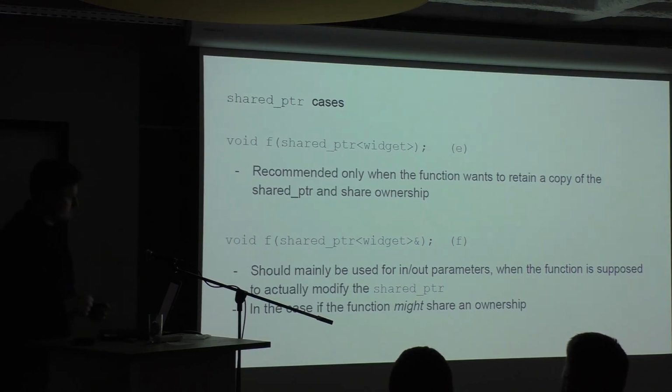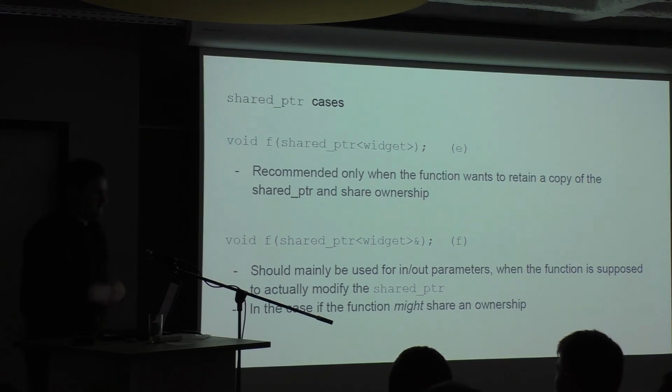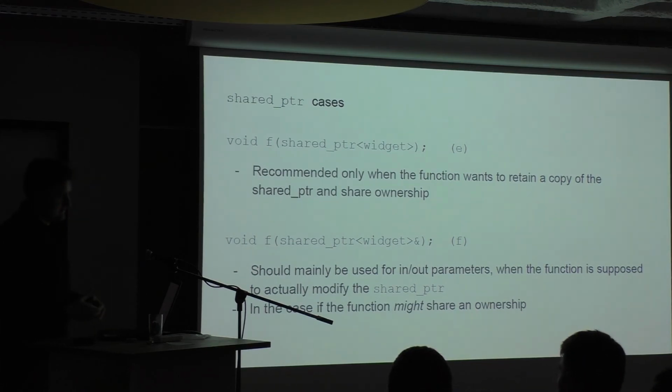Suppose void f is a function which will set the widget into the pointer. Let's say it's going to decorate a button, right? It accepts the button widget, then, I don't know, adds some decoration to it and returns a new widget back. This could be an example.